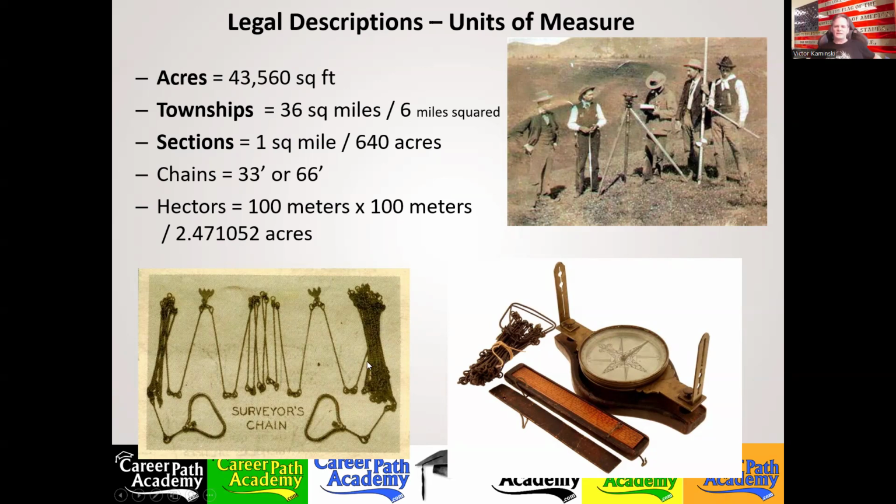A surveyor's chain, there are two types of surveyor chains. They come in 33-foot or 66-foot lengths. When a surveyor is doing their paperwork, drawing a map and doing their measurements, they have to note how many chains of distance it was, so they have to note what type of chain they are using. And you see they got the handles at each end. Surveyors work in teams. There's got to be at least two people so they can stretch out the chain.